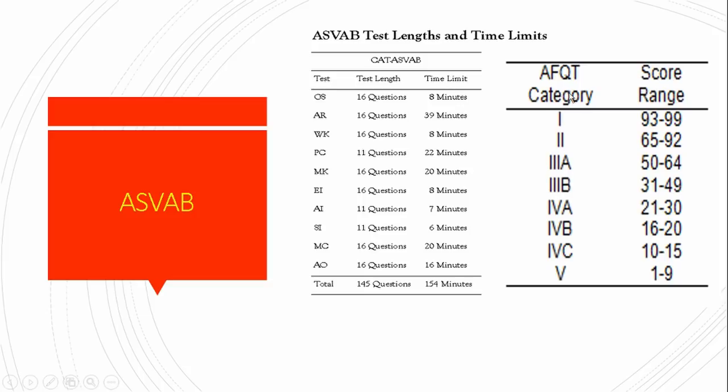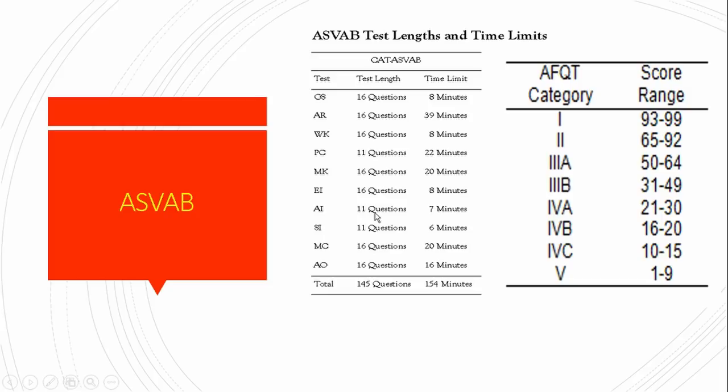The AFQT score is calculated based on your performance on the arithmetic reasoning, the word knowledge, the paragraph comprehension, and the mathematics knowledge subtest of the ASVAB. So my advice to anyone who's currently preparing for the ASVAB is this: focus 100% of your studying efforts on these 4 sections. That way you can boost your AFQT score. Generally, the higher your AFQT score is, the more jobs that open up to you, and the better off you'll be in the long run.